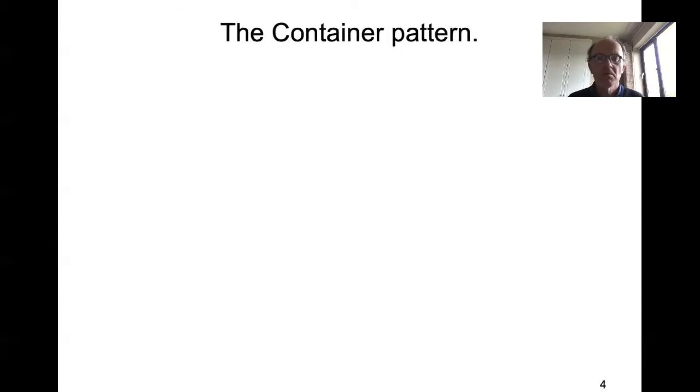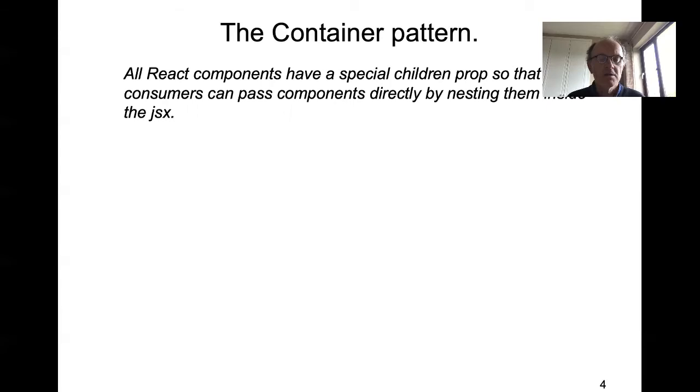Okay, back to patterns, and I want to look at the container pattern. I'm saying here that all React components have a special children prop. I think I might have mentioned somewhere along the lines that the props that a component receives would be the props that you actually pass to it explicitly, but there are also some other props that are passed into components by default. One of these props is a prop called the children prop.